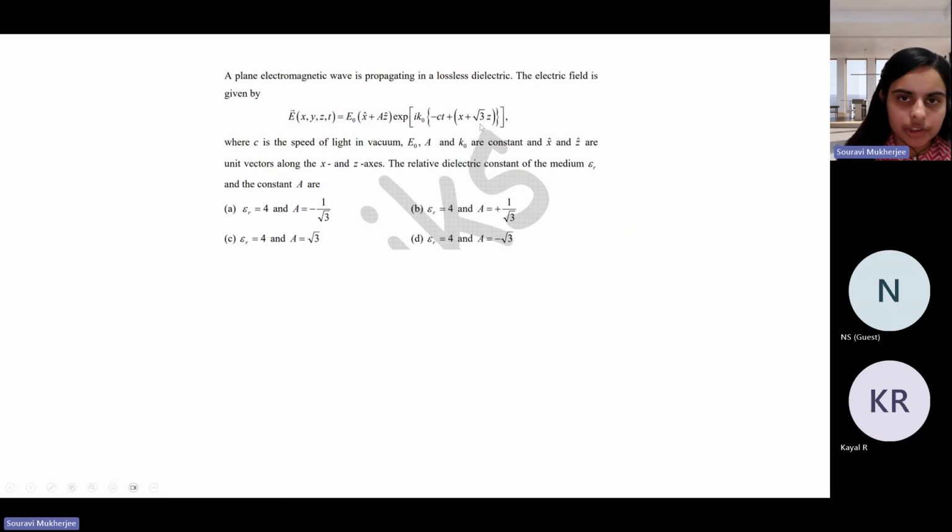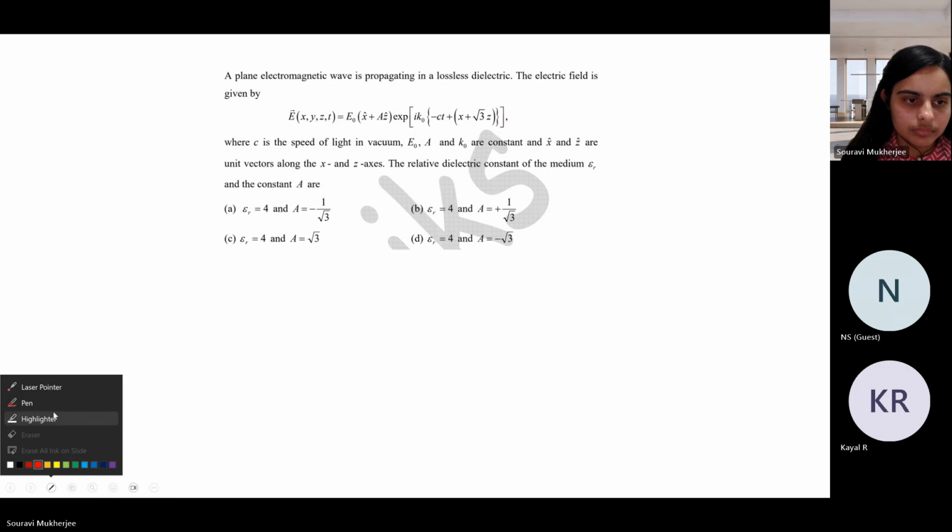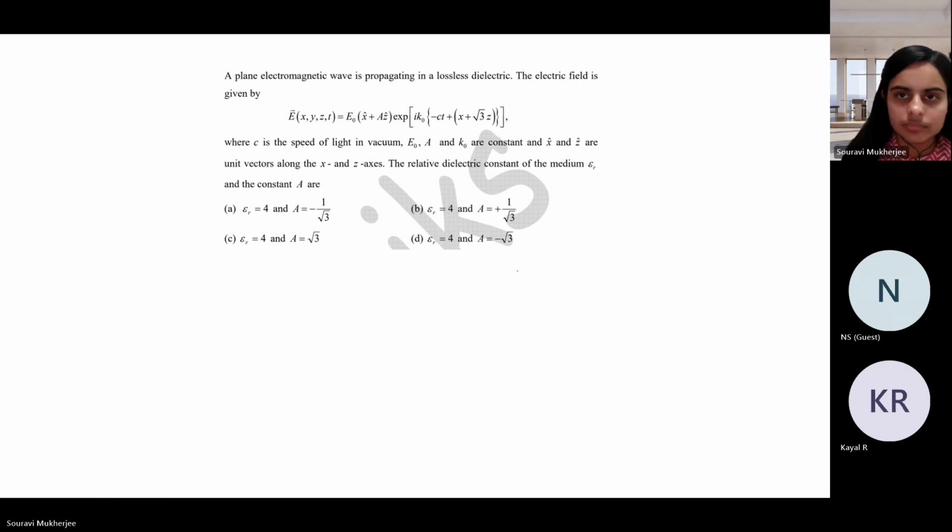So if you now look at this expression, what is a general way of writing an electric field? You write it as some E naught into e to the power i (k dot r minus omega t), right? So now if you look at this expression, what do you think your k vector should be? Compare the exponent with this term.